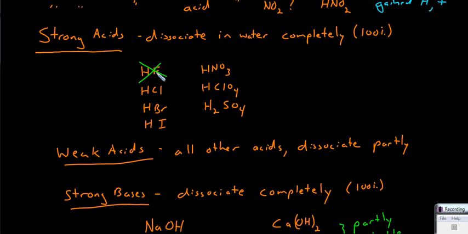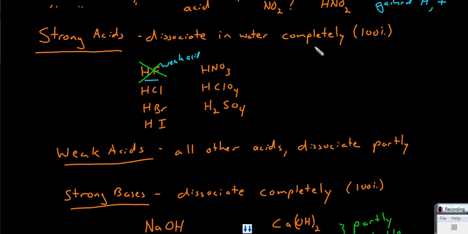Now, HF, strangely, is not a strong acid. It is a weak acid, even though there are a variety of different hydrohalic acids which are very similar to it, yet are strong acids. HCl, HBr, HI, all of these hydrohalic acids are strong, but HF is a weak acid. You also should be able to recognize nitric acid, perchloric acid, and sulfuric acid as strong acids.